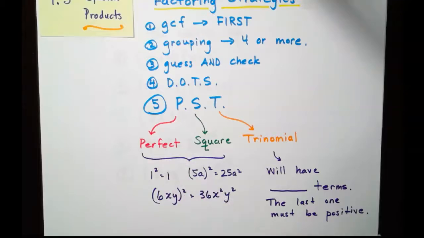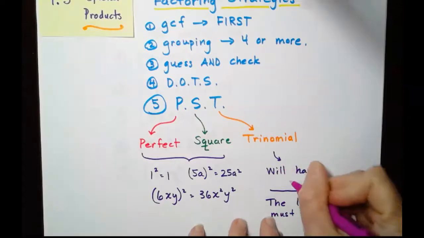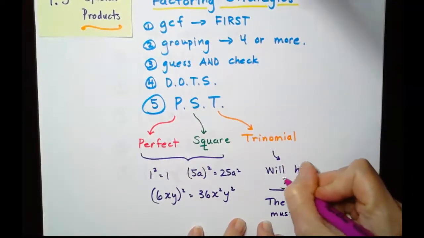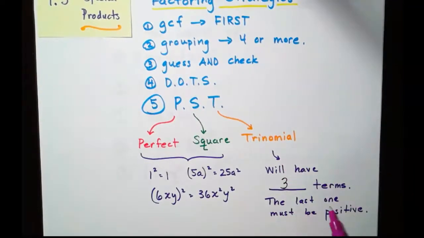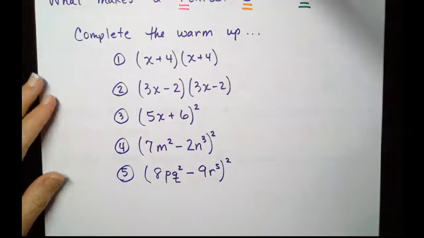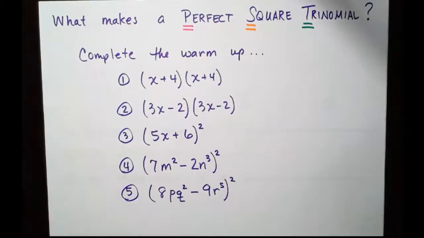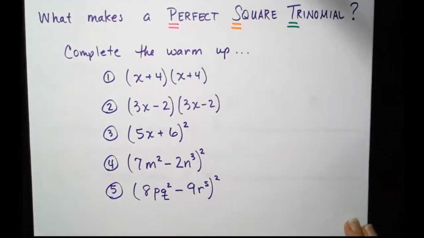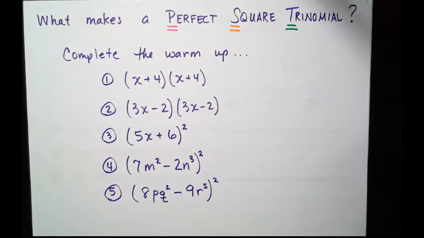So, a perfect square trinomial is going to have a perfect square on the front end and the back end. And it will be a trinomial, which means it will have 3 terms. Then the last one must be positive. Actually, the first and the last one must be positive. So, what makes a perfect square trinomial? Let's start this lesson with this warm-up. Pause the video here and complete the warm-up.